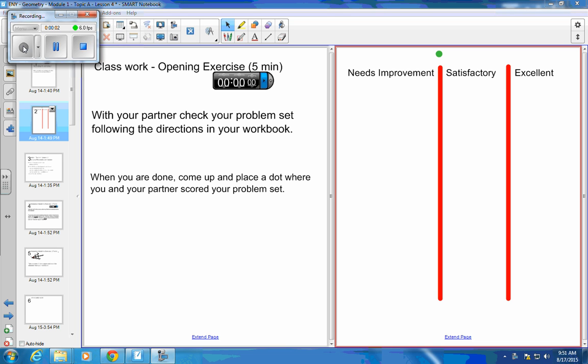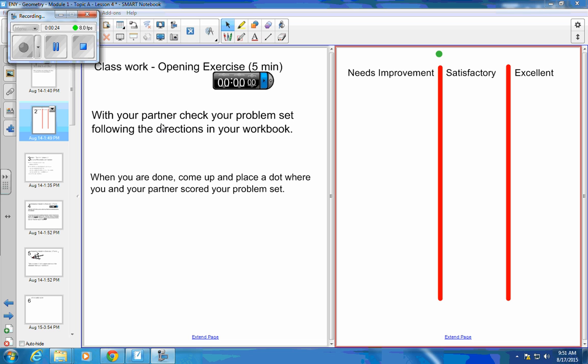Okay, here are the lesson notes for Module 1, Topic A, Lesson 4 of Geometry. We're going to do some classwork the first opening 5 minutes. You worked with your partner, looking at the problem set from last night, looking to see if all the constructions were done correctly. You follow the rubric in your Lesson 4 classwork section.